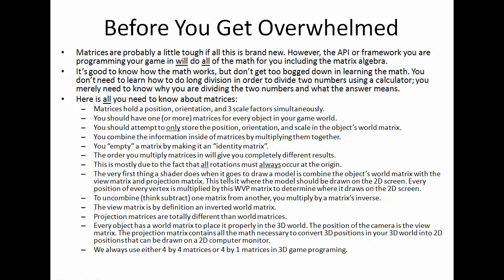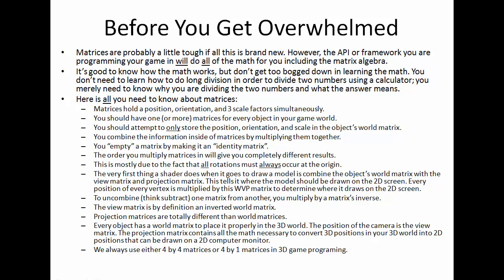This is mostly due to the fact that all rotations must always occur at the origin. Anytime you rotate any object in the 3D world, you have to move it to the origin, rotate it, and then move it back. The very first thing a shader does when it goes to draw a model is combine the object's world matrix with the view matrix and the projection matrix. This tells it where the model should be drawn on the 2D screen.